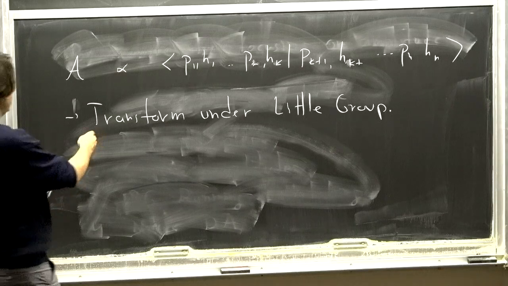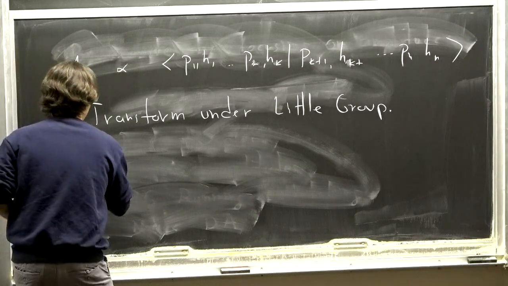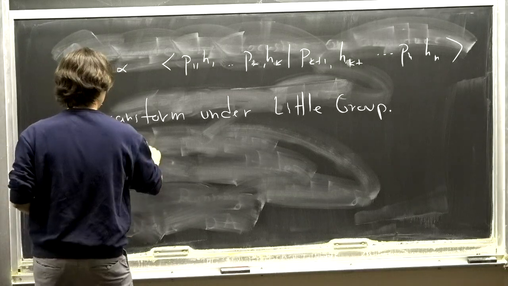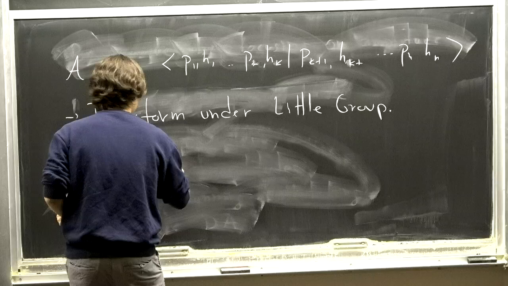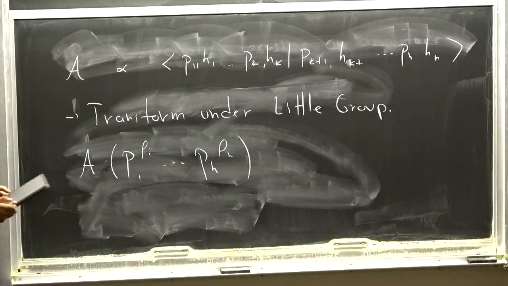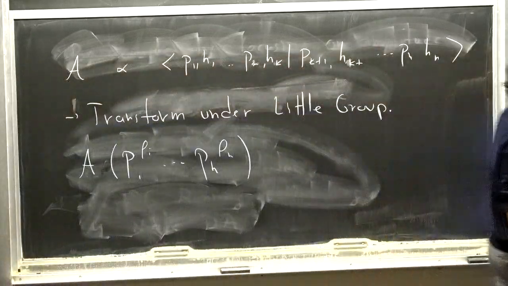Okay, so apart from this, basically, we just have that amplitude-dependent piece and some representation of the little group. All right. Okay. More on this later.